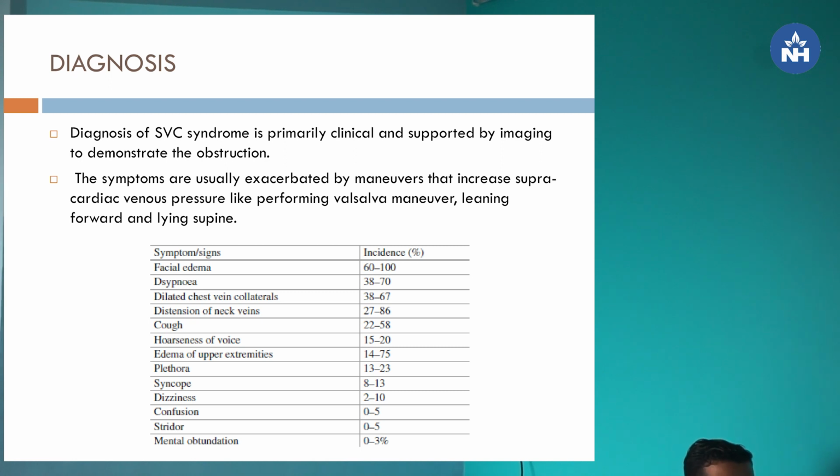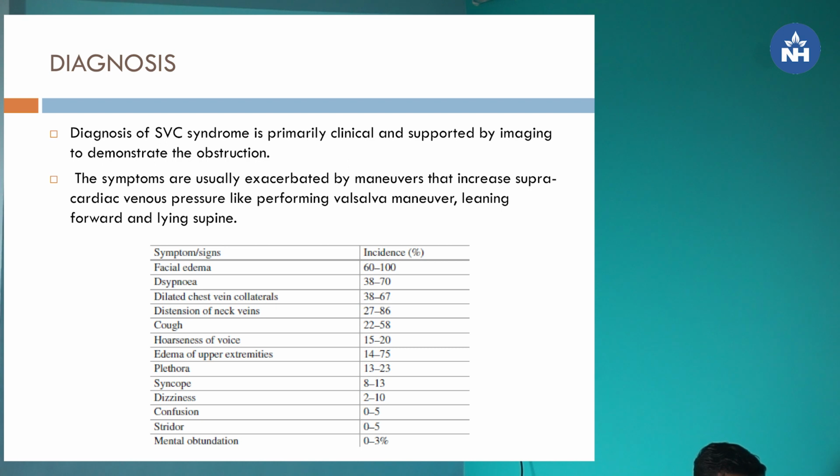Diagnosis. Diagnosis of the SVC syndrome is primarily clinical and is supported by imaging to demonstrate the obstruction. The symptoms are usually exacerbated by maneuvers that increase the supracardiac venous pressure, like performing the Valsalva maneuver, leaning forward and lying supine. These are the symptoms according to the incidence.